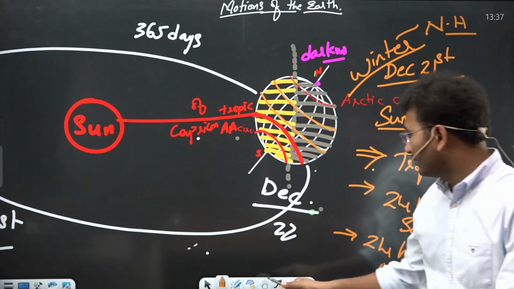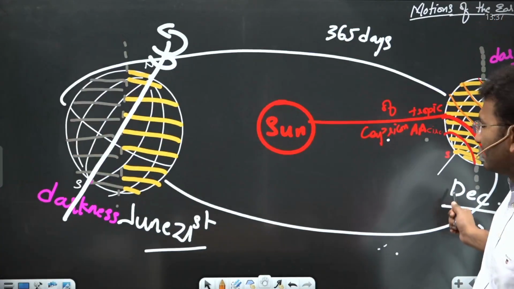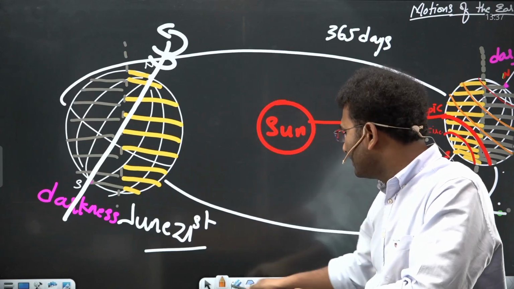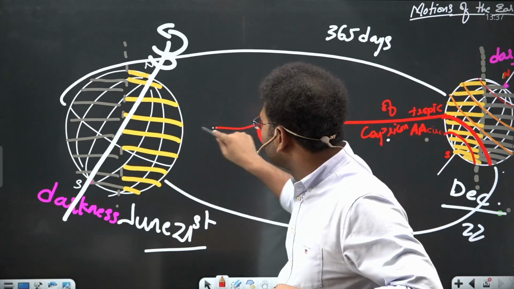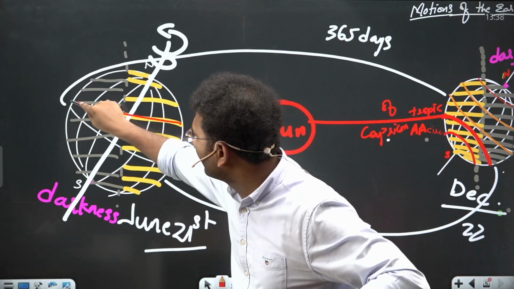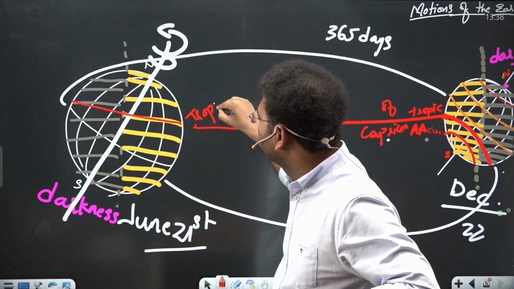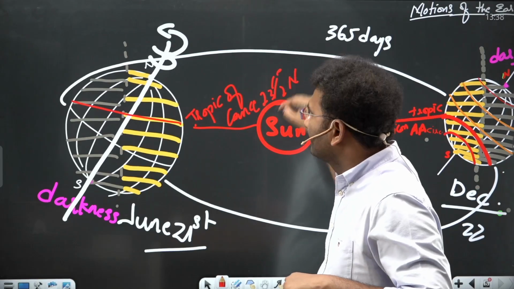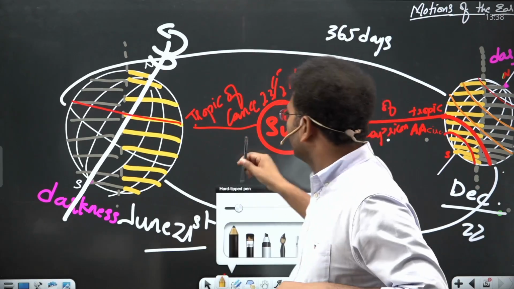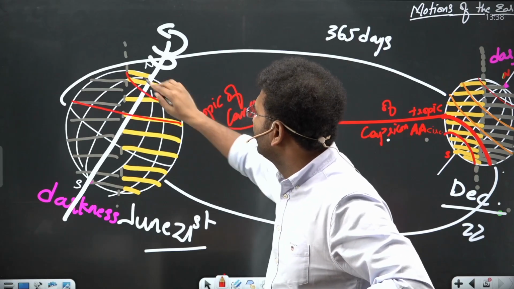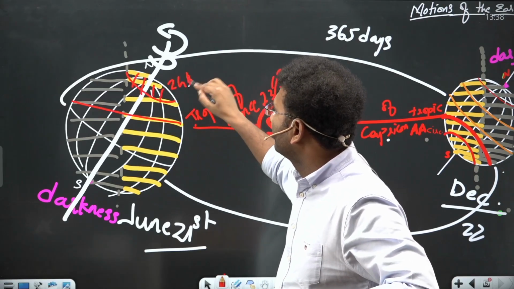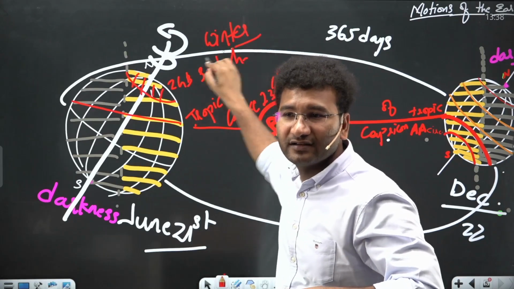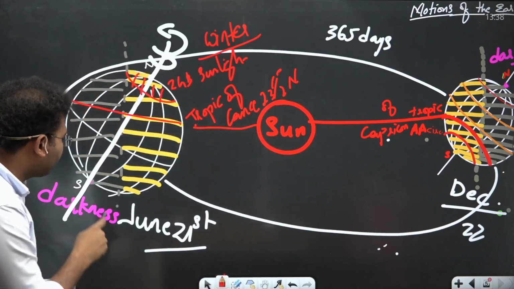Likewise, you come exactly after 6 months, December 21st to June 21st or June 22nd. Look here, your sun rays will be directly falling on what? They will be falling directly on Tropic of Cancer, which is 23.5 degrees north. And your Arctic Circle, this is your Arctic Circle, it will have 24 hours of sunlight. That means this is your winter. This is your winter, right? And 24 hours of darkness in the southern hemisphere.